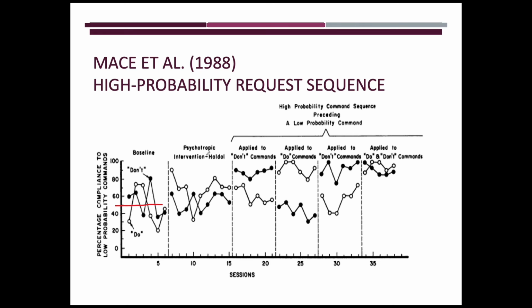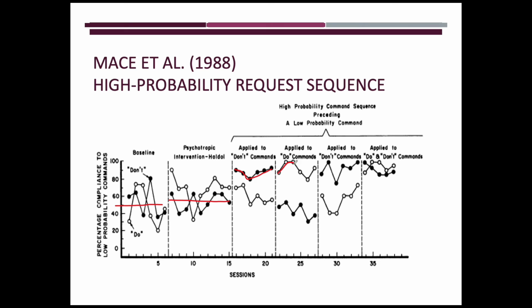They actually tried an intervention of a medication, and it did change behavior slightly. We might say that compliance is a little bit higher, but really not significantly. Then they try this high probability command sequence. So, going with the example I just provided, 5 high probability followed by 1 low probability. When they apply that sequence to the don't commands, the black circles, you see compliance elevates, right? It increases. Then they apply it to the do commands.